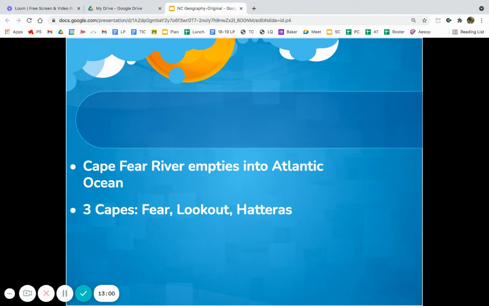Now, as we said earlier, Cape Fear empties into the Atlantic Ocean, and we do have those three capes, Cape Fear, Cape Lookout, and Cape Hatteras. I put them here because I wanted you to be able to see how they're actually all spelled, because Cape Lookout wasn't on that map.